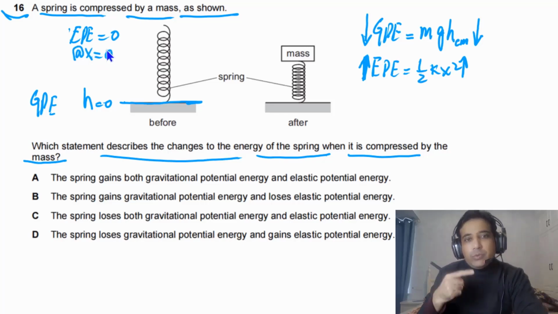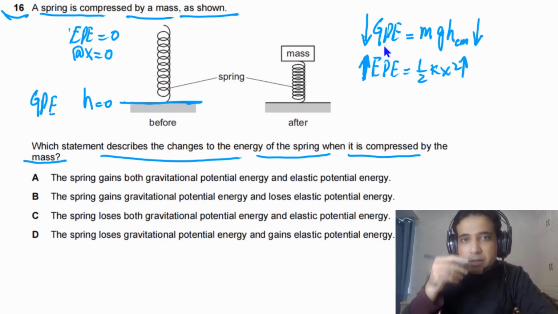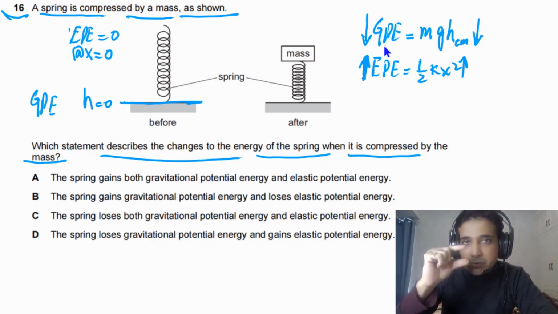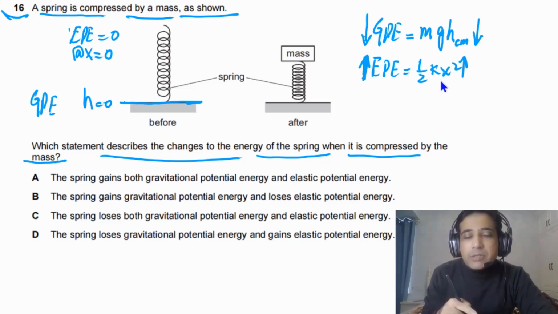So simply you need to understand for this question, GPE will decrease because the center of mass of the spring will decrease, and EPE will increase because compression in the spring will increase. So we can use this understanding and we can find the answer.